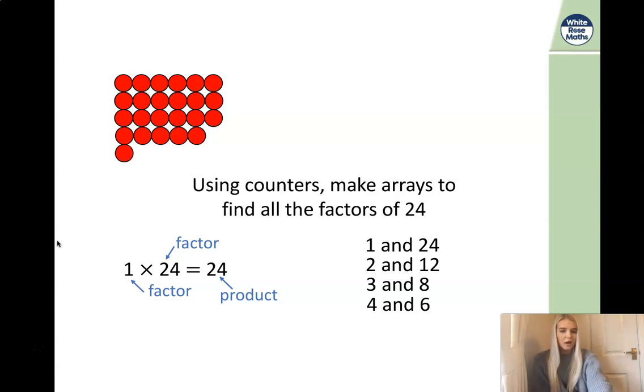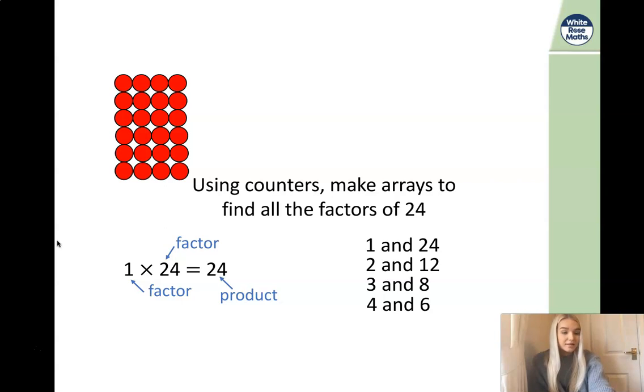Now, let's have a look if the number 5 is a factor of 24. But Year 4, I want to know what you think. Do you think 5 is going to be a factor of 24? That's interesting. You're absolutely right. It's not a factor of 24 because it doesn't make an array. Well done. Let's see if the number 6 is a factor of 24. 6 is a factor of 24 because you can have 6 multiplied by 4 to give 24.